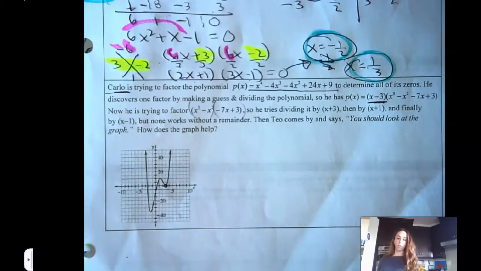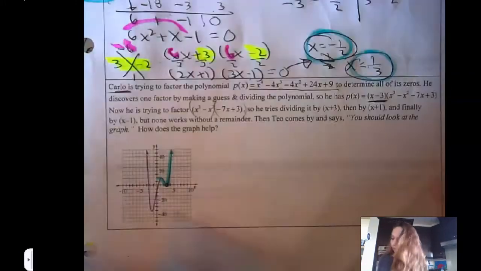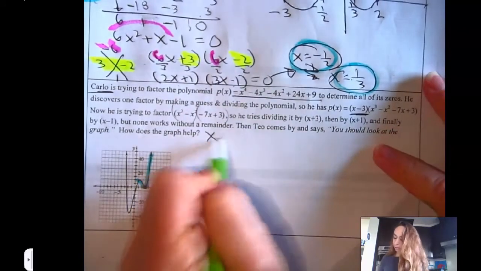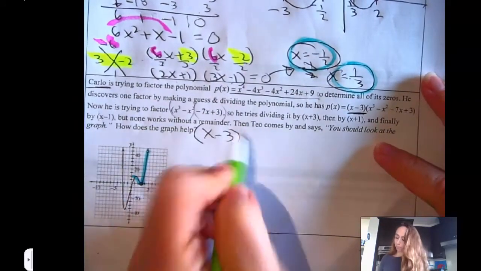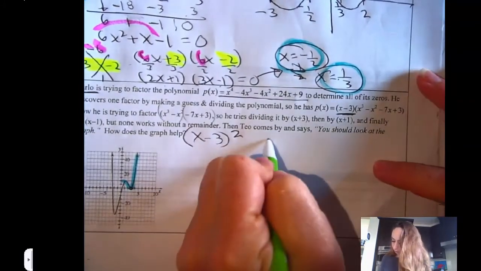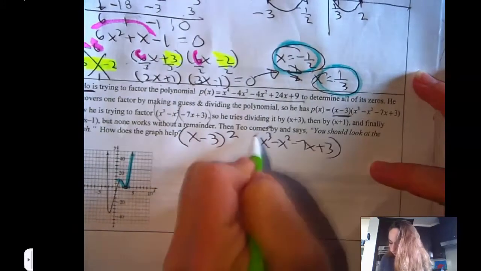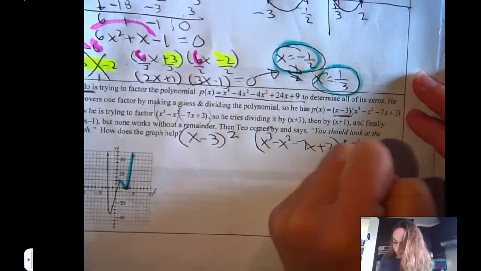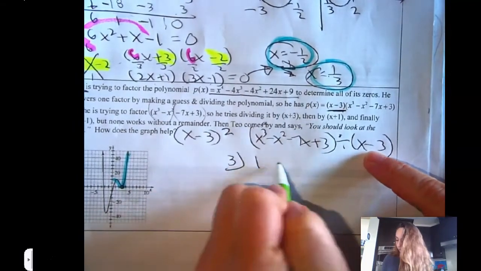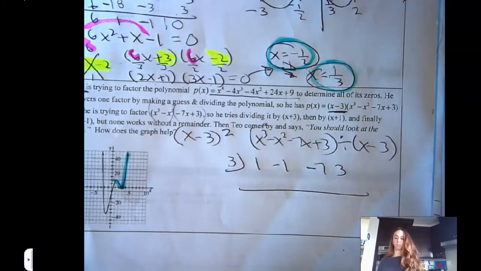Well, hopefully you noticed that this bounced. So if this bounced, that means not only does x minus 3 work 1 time, but it works 2 times. So what they want you to do is now go x cubed minus x squared minus 7x plus 3 divided by x minus 3. So I'm going to do synthetic because I like it better. You can do reverse box. I don't care. Okay, figure out the answer.